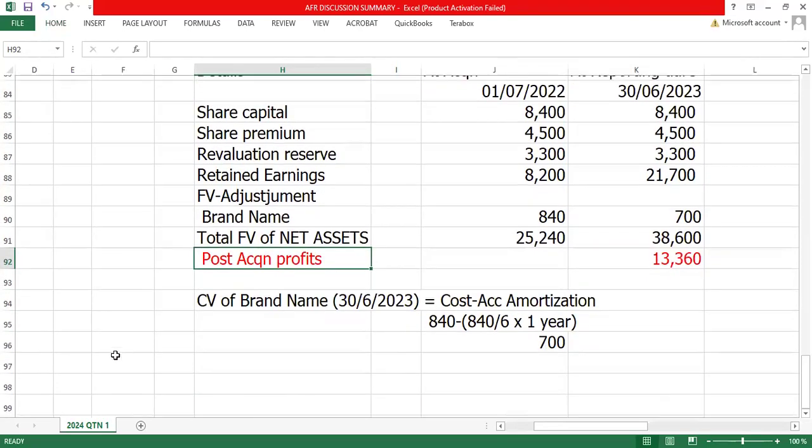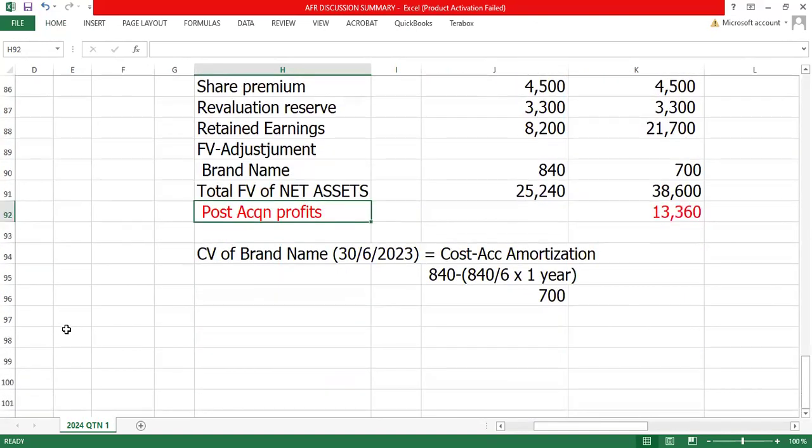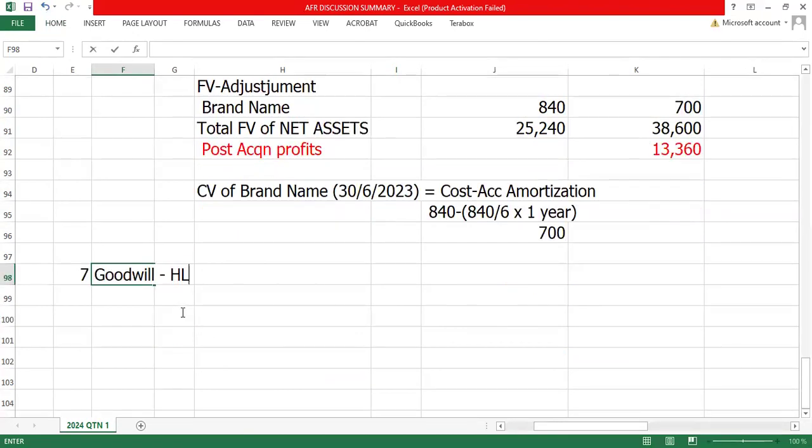Then we proceed to do the goodwill, note number 7. You need the goodwill of HL. And the goodwill of HL, how do you do this? You need the purchase consideration.